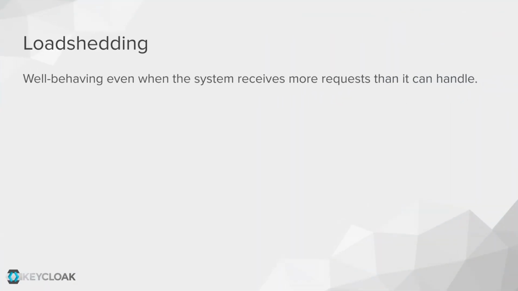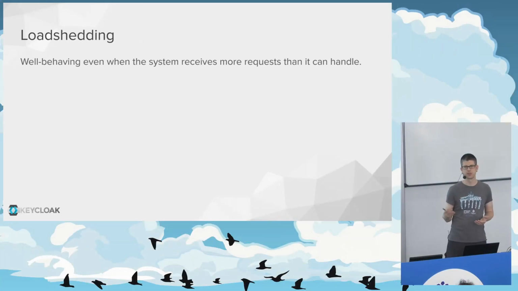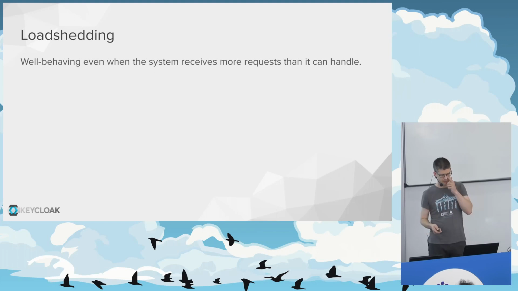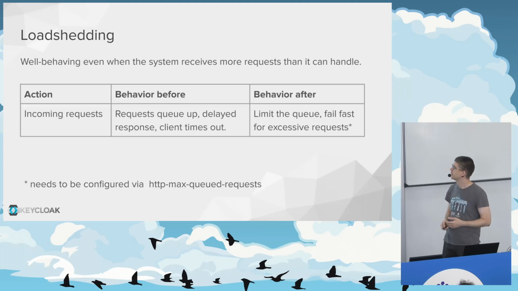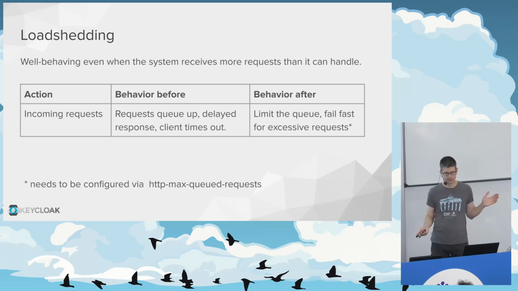So as we were testing high availability for Keycloak 24, we did a lot of load testing. So what happens if I put my Keycloak under a load that it can't handle anymore? The idea is, well, it should be well behaving, whatever that is, even if the system receives more load than it can handle. So not well behaving would be it would crash, or maybe a lot of requests queue up, they are delayed, the clients time out.